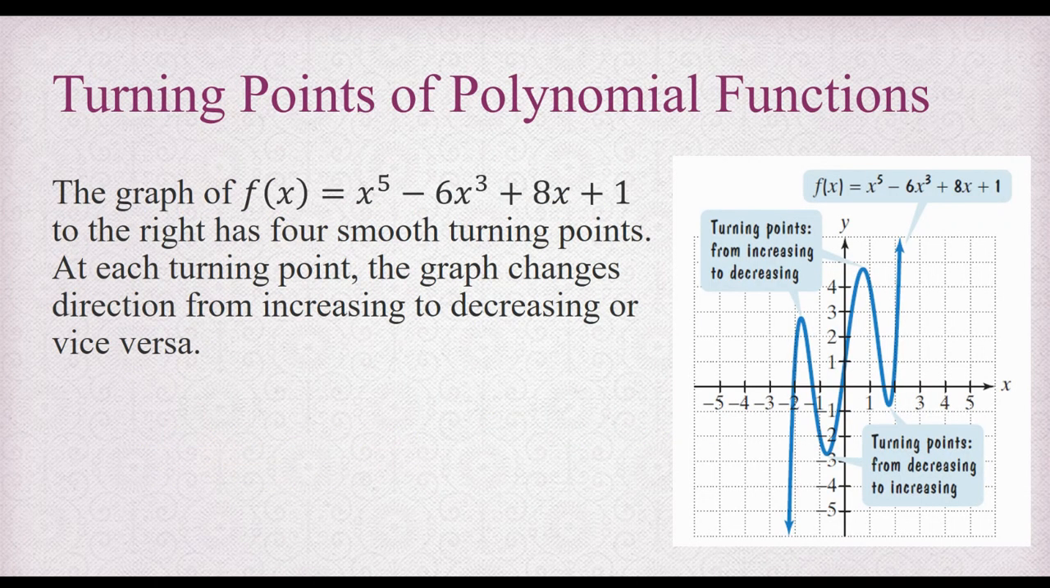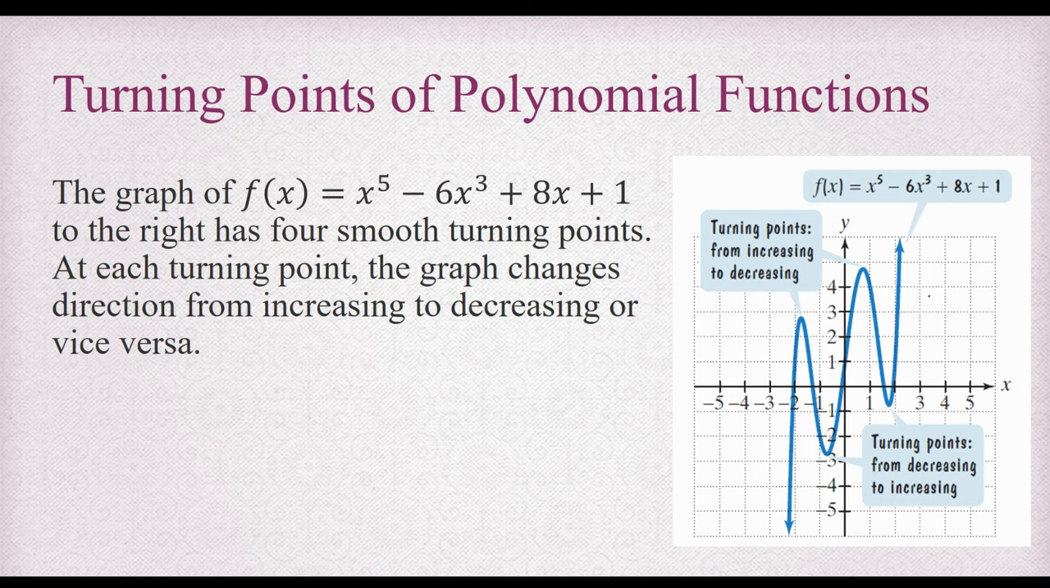All right, let's talk about turning points of polynomial functions. So it says the graph of f of x equals x to the fifth minus 6x cubed plus 8x plus 1, that picture on the right, has 4 smooth turning points. At each turning point, the graph changes direction from increasing to decreasing or vice versa. All right, so notice that here's my picture. They're pointing out all 4 spots where you're either increasing to decreasing or decreasing to increasing.